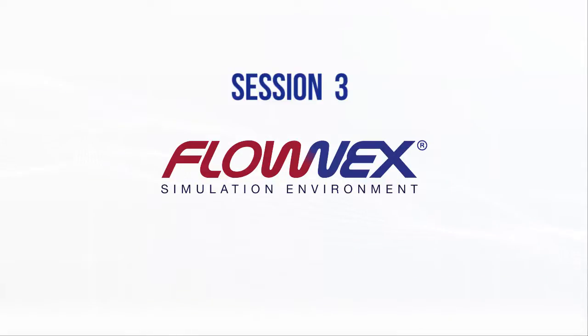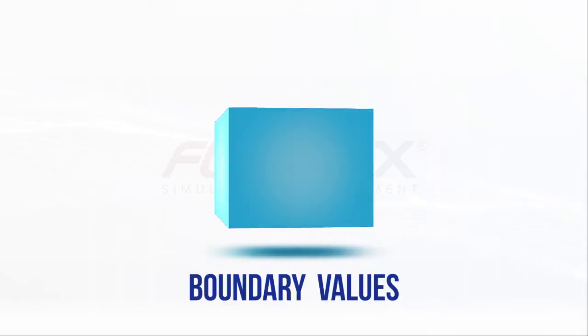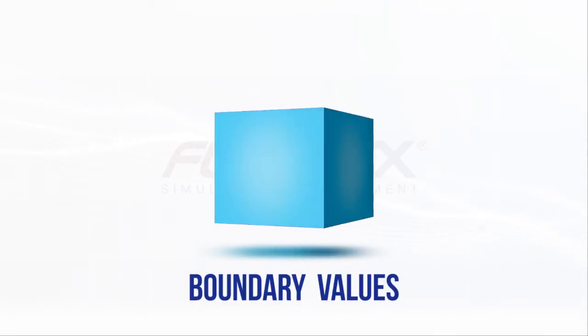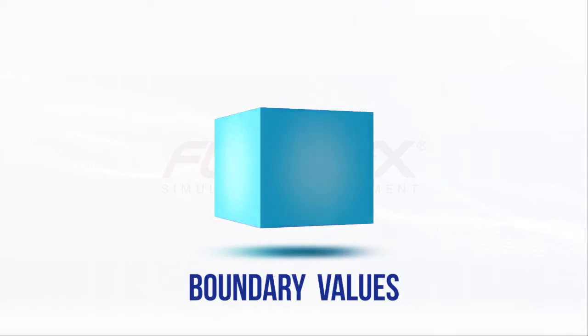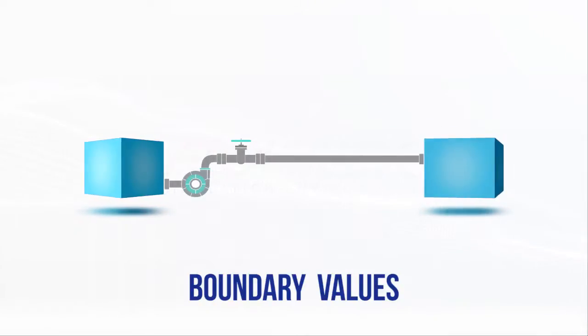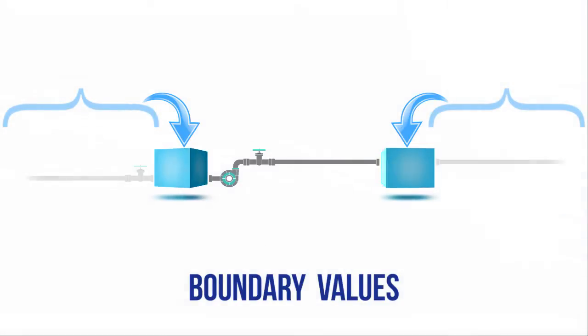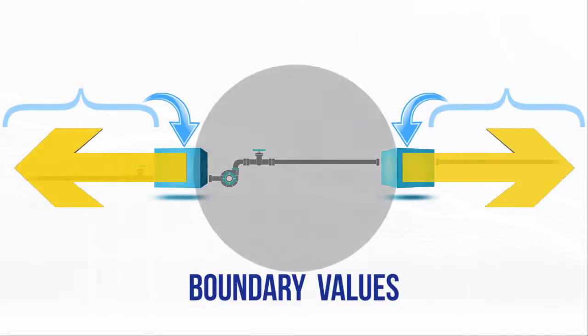Today we'll look at the use of boundary values. Now, this may be one of, if not the most important building block in Flownex, and for that matter any system simulation or CFD software. The purpose of boundary values is to tell Flownex what is happening in the part of the system that is not modeled, or else stated, that which is at the boundaries and beyond the section that we are modeling.